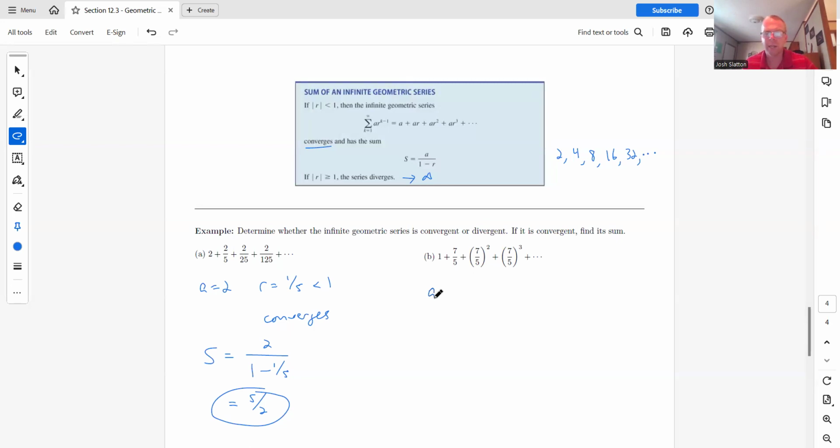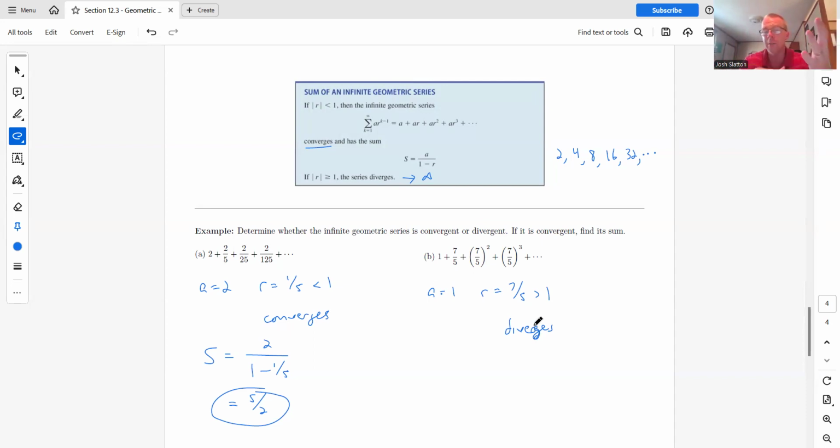Then for this one, A is 1, but R is 7/5, which is greater than 1. So this one diverges. You would not be able to add this up and get a finite number. That's all you have to do there. If R is greater than 1, it's not going to add up to any number that we could write down. It's just going to go to infinity, getting larger and larger.